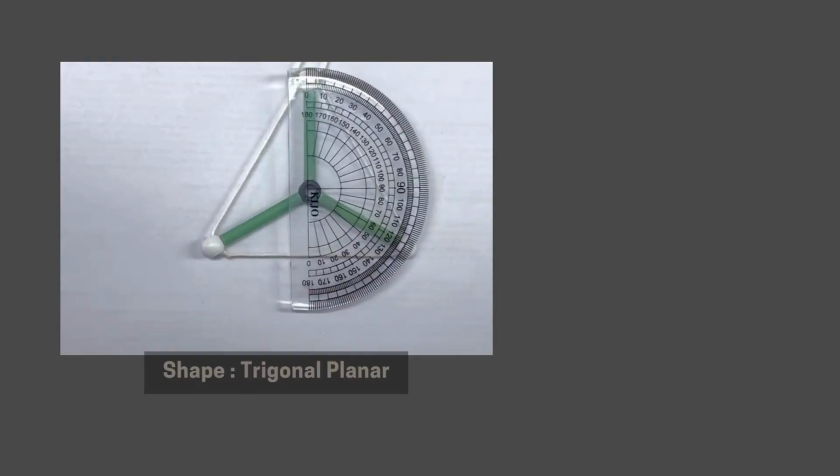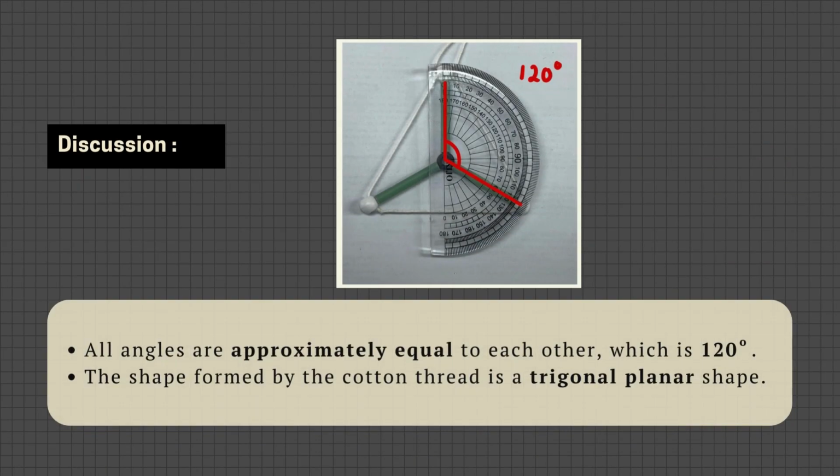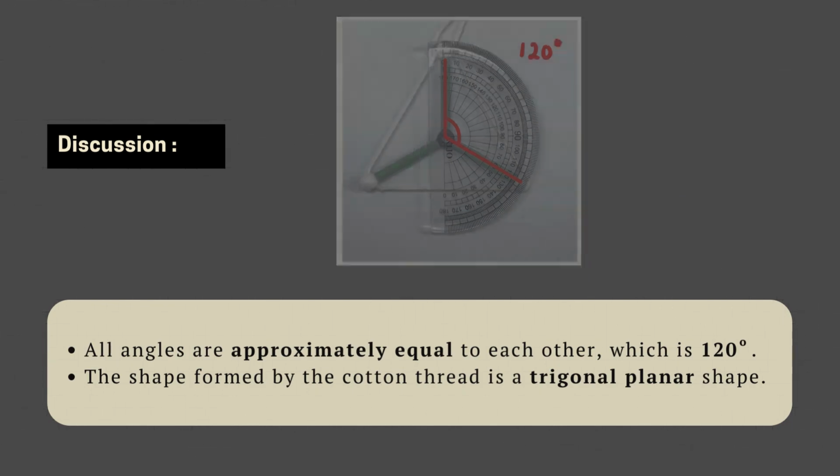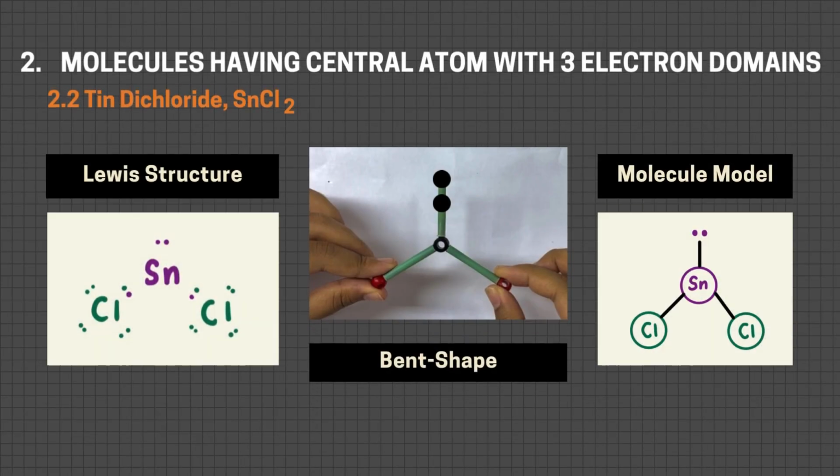Next, for discussion, we measured the boron trifluoride and we got 120 degrees, and all angles are approximately equal to each other, which is 120 degrees, and the shape formed by the cotton thread is a trigonal planar shape, as you can see. For 2.2, which is tin dichloride, SnCl2, on the slide we present the Lewis structure, Sn as the central atom and chlorine as the electron domains. It has a bent shape, and for the molecule model you can see on the slide, Sn has 1 lone pair.